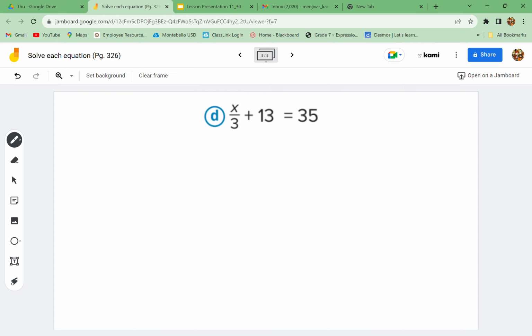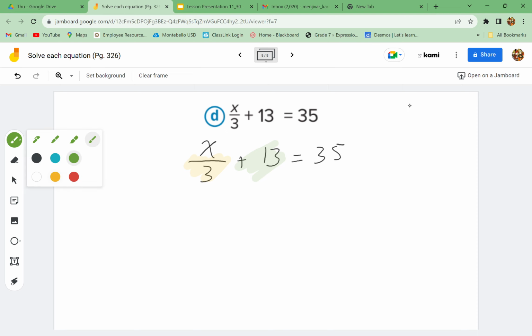If you want to get rid of the divide by 3 first, for this one I'm going to rewrite it so you can see a little bit better, because I need more space. Let me rewrite it really quick. So again, let me highlight it here. This is divide by 3 here, and then you have here plus 13. Suppose I want to get rid of this divide by 3. That means I have to multiply by 3.